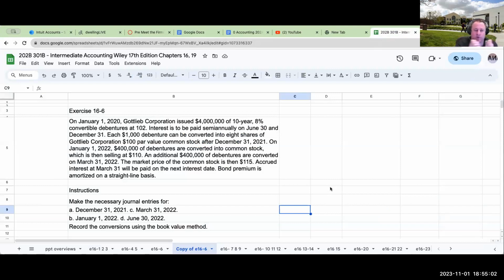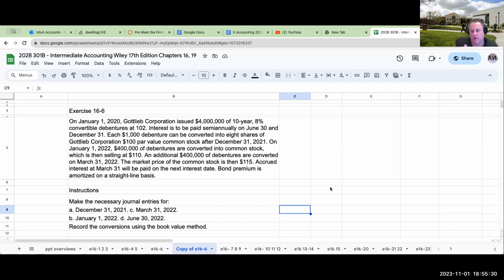So on January 1st, 2020, Gottlieb issued $4 million of 10-year 8% convertible debentures at 102. Interest is to be paid semi-annually on June 30th and December 31st. Each $1,000 debenture can be converted into 8 shares of Gottlieb Corporation $1,000 par value common stock after December 31st, 2021.